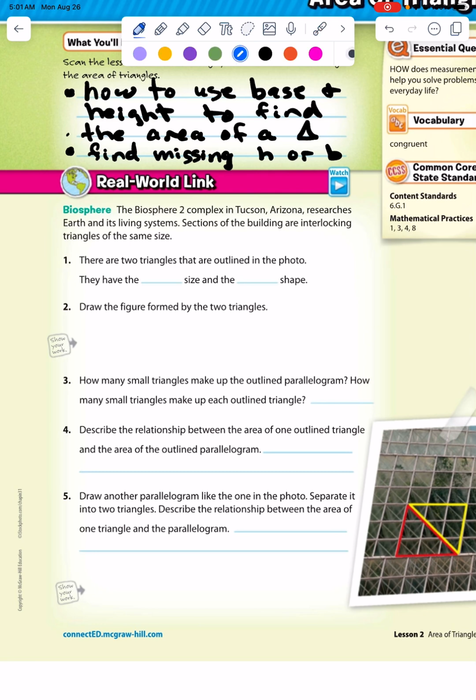They have the same size and the same shape. Whoa, that means they are congruent. 5th grade word, if you remember it. So it says, draw the figure formed by the 2 triangles. I think this might be a little bit offset. I do think it's a parallelogram. Not by much, though. Trying to make these sides the same.